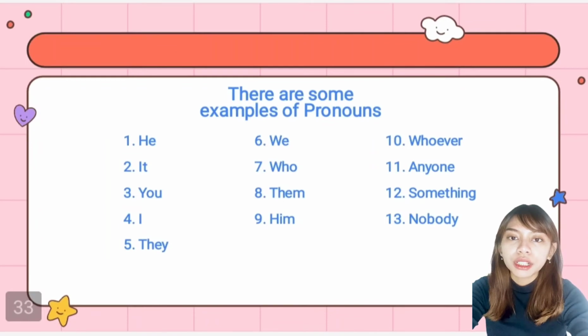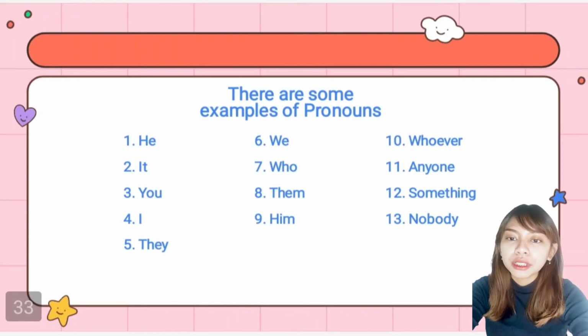So here are some examples of pronouns. Here we have he, it, you, I, they, we, who, them, him, and it acting as a subject, and also whoever, anyone, something, nobody.